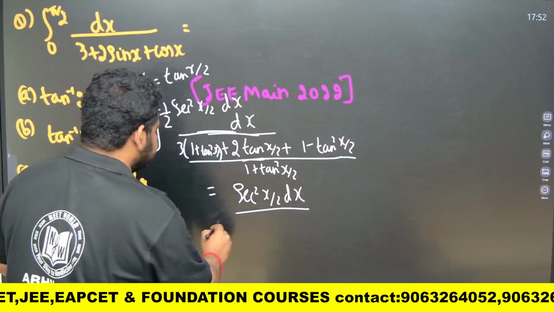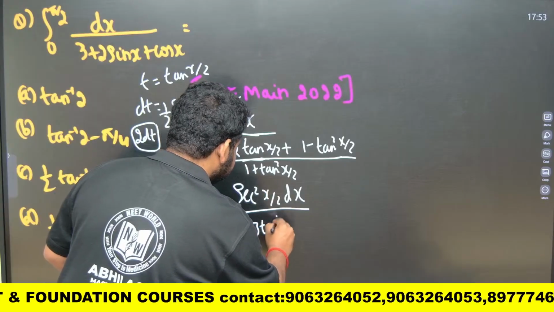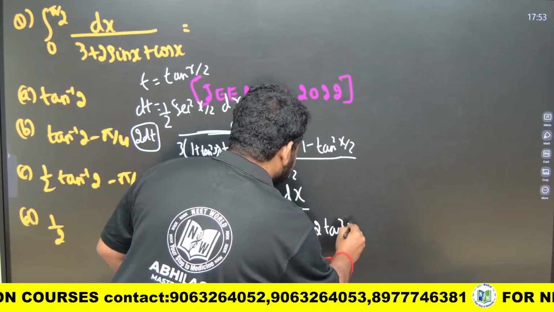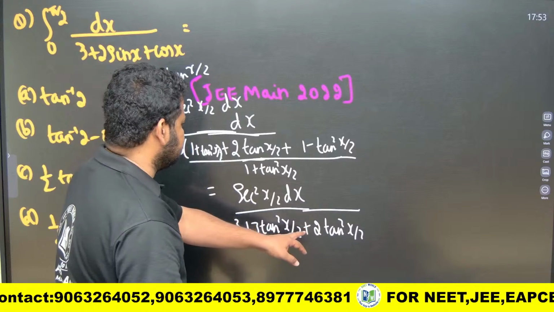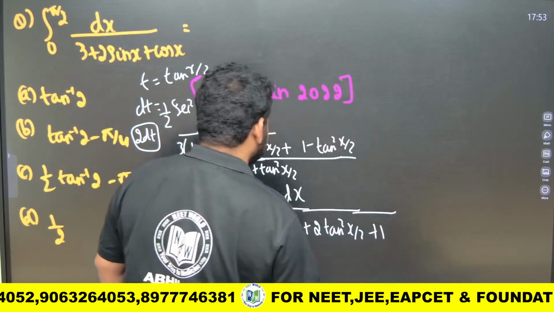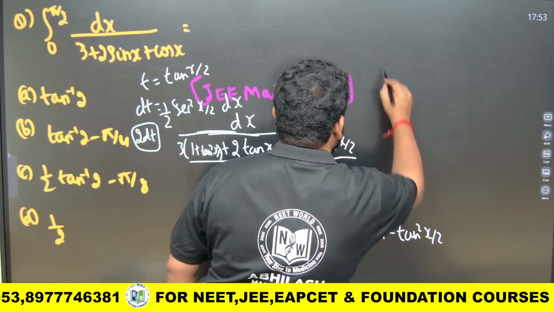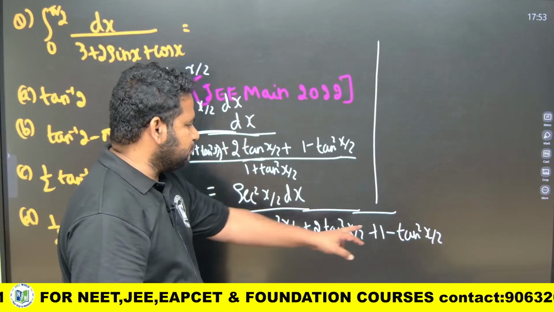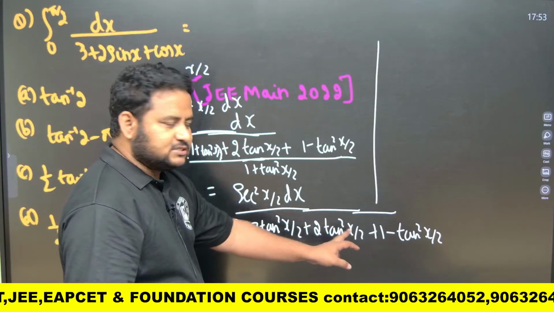Now let me write the denominator first: 3 plus 3 tan square x by 2, plus 2 tan square x by 2, plus 1 minus tan square x by 2. So this will transform into 3 plus 1, 4, and 3 tan square plus 2 tan square is 5 tan square x by 2, minus tan square x by 2 is 4 tan square x by 2, plus 3 plus 1 is 4.